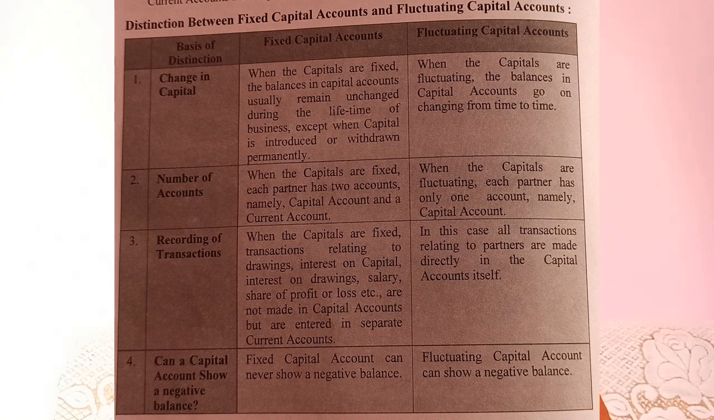When the capitals are fixed, each partner has two accounts, namely a capital account and a current account. In fluctuating capital, each partner has only one account, called the capital account. Next, when the capitals are fixed, transactions relating to drawings, interest on capital, interest on drawings, salaries, and shares of profit and loss are not made in the capital account but are entered in a separate current account. But in fluctuating capital, all the transactions relating to the partners are made directly in the capital account itself. Next, fixed capital account can never show a negative balance, but fluctuating capital can show a negative balance.